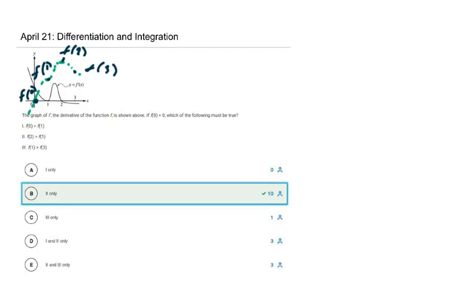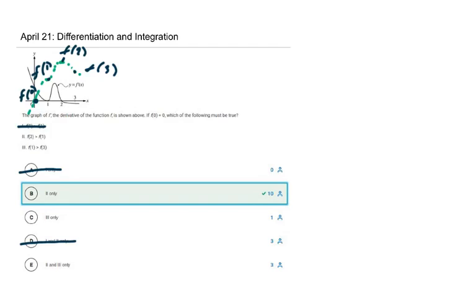Well, I'm going to use a process of elimination. Number 1 says 0 is greater than f of 0 is greater than f of 1. Well, the slope is positive here, so we know that one can't be, which helps us eliminate A, which is nice to see no one picked, but it also helps us eliminate D. So now we're looking at 2 and 3.